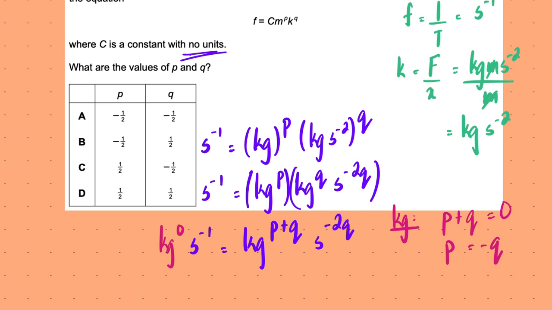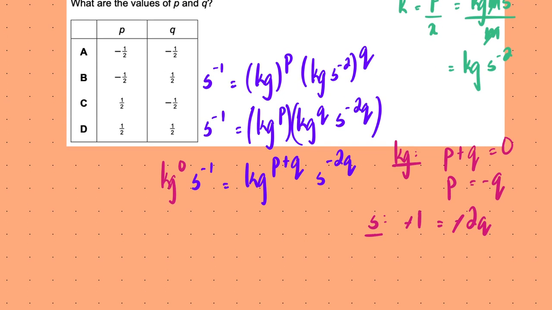And then with the s's, you have minus 1 equals minus 2q. So from here, you get q as half. And then if q is half, so p is negative q, so that would be negative half. So p negative half, q is half, that means option B. So that's like the general type of questions you need to know when dealing with base units. We've done all of these in pretty good practice now, so you must have a good grip on this.